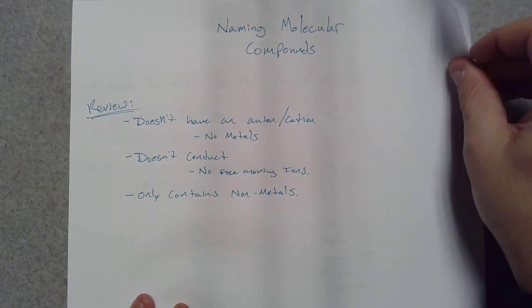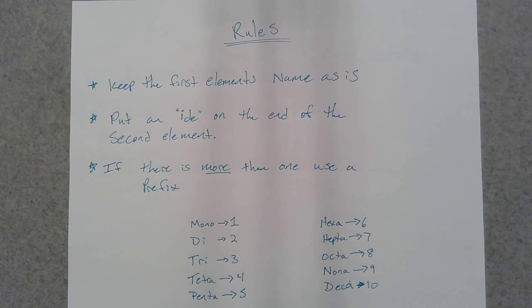So when we think about naming these, we have to name them slightly different so we can identify them. So the rules are simple. The first element's name as is, the second element IDE. Same as we've been doing for a while with the other stuff too. But if there's more than one of them, we're going to use a prefix. So mono is 1, di is 2, tri is 3, tetra is 4, penta 5, hexa 6, hepta 7, octa 8, nona 9, deca 10. We'll give you the prefixes and what they mean, but I think mono, di, and tri are definitely ones that we've used enough times where we're pretty familiar with them.